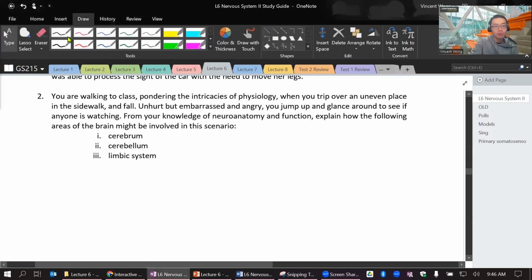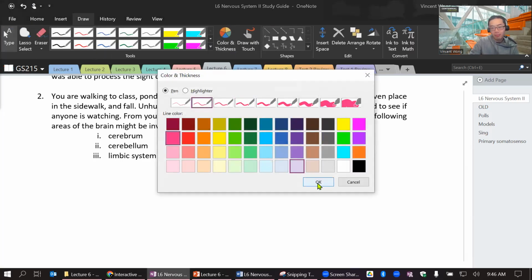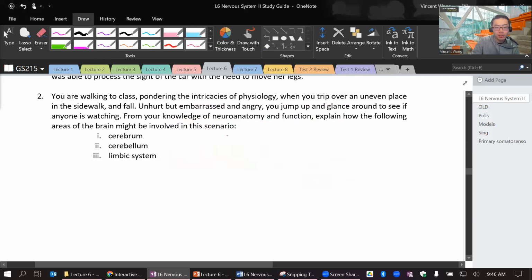Okay, so let's write out some of the things that would be happening in these areas. So let's start with the cerebrum. Okay, so what's going on with the cerebrum? Well, the cerebrum in this particular case would be responsible for the conscious perception of various sensory input.